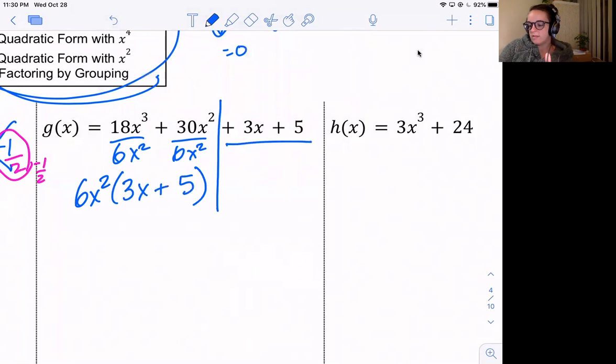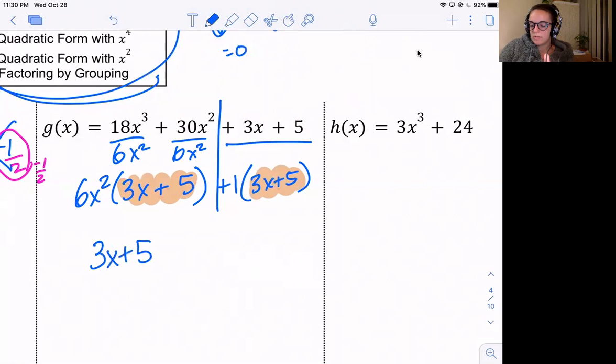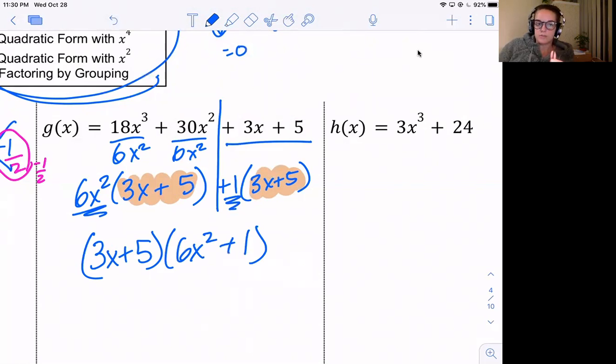And then out of here, there's nothing to take out. So I'm just going to take out 1. And that'll leave me with 3x plus 5. I need it to be in this format because remember, I need this to be the same as that. So we can take out that 1 if it helps me. So that means I'm taking out 3x plus 5 from everything. And I have 6x squared plus 1 left over here. So it's in its factored form now.